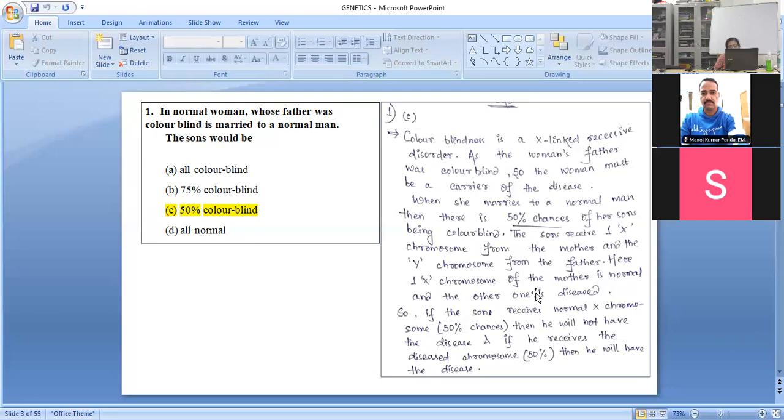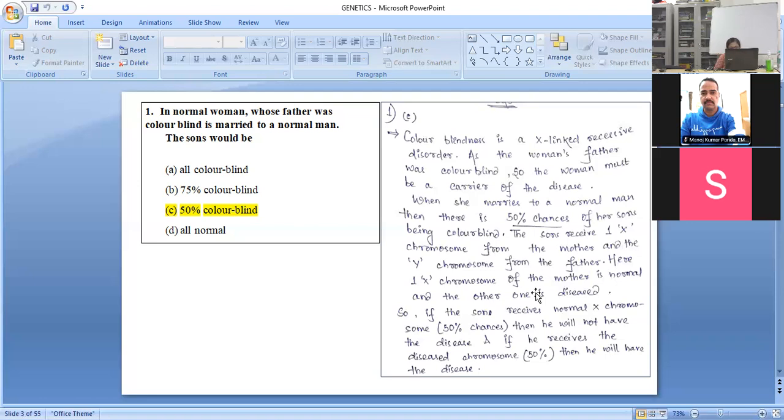So how do we expect the progeny, or the sons, to be either colorblind or of normal vision? The approach to this should be, we can make a cross. We already know that color blindness is an X-linked recessive disorder. As the woman's father was colorblind, the woman must be a carrier, because from the father, the X that is carrying this particular color blindness gene might have come to the woman, but women are usually carriers.